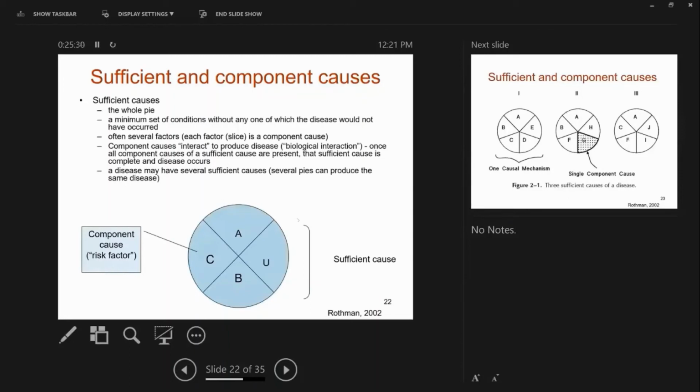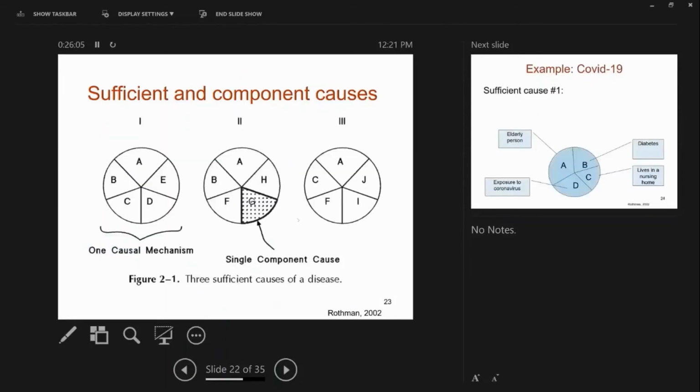And if all of that clicks in, that is enough to cause diabetes in me, I call that a sufficient cause. Four things for me is enough to cause diabetes. Maybe for you, you need six things to click in before you get diabetes. So your sufficient cause might be different from my sufficient cause. And a component cause or a risk factor is each slice of the pie, right? Family history is a risk factor. Obesity is a risk factor. Smoking is a risk factor, and they may all have to click before you end up with diabetes.